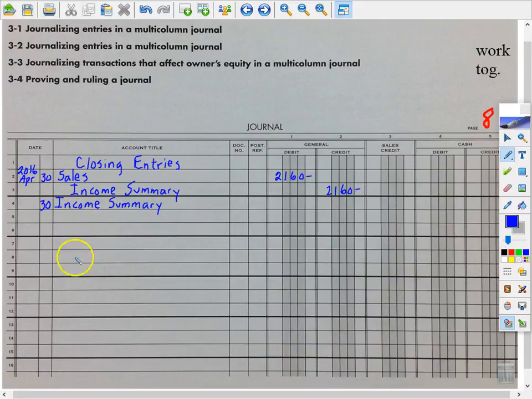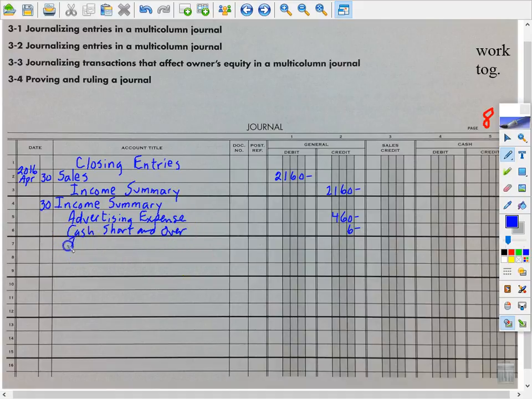And we're going to have several credits because we're going to do this in this one journal entry. We're going to zero out all of our expense accounts. So just look at your worksheet and just start making a list. The first one I see is called advertising expense, and that balance is $460. And then we have cash short and over, and that's $6.